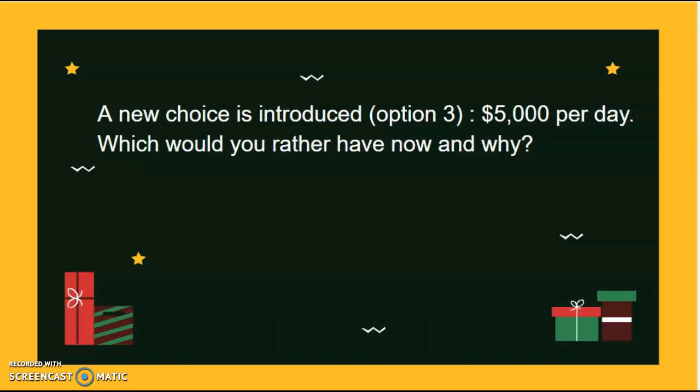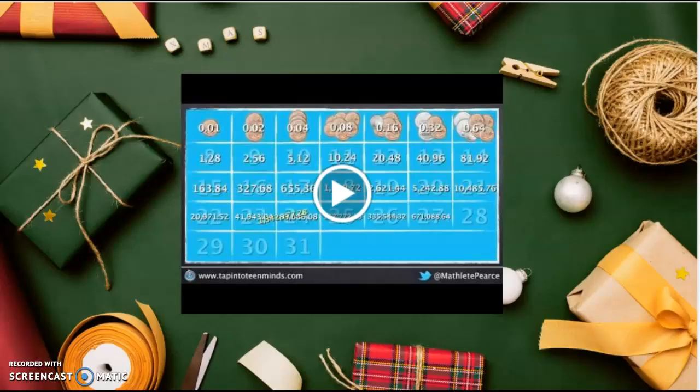So take a second, maybe calculate out a few days and see, maybe multiply 31 times $5,000. I don't know, I'm not directing you in any particular way. But if I was going to give you $5,000 a day, decide what you'd rather have. So now that you've decided what you'd rather have, I'm actually going to show you the video for the pennies.